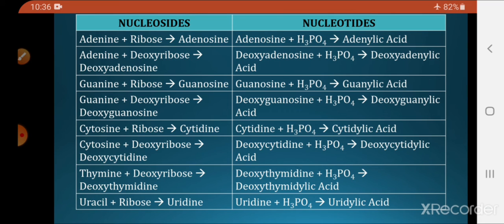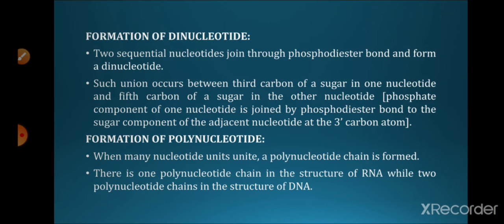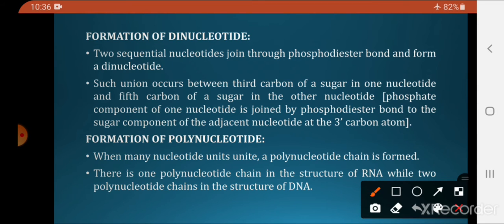Which binding forms which component, that is very important. To remember: when it is a nucleoside, at the end it will be -INE, and in nucleotides it will be the acid form. So that is important, students. Now we are talking about nucleic acids. Nucleic acids means polynucleotides. A polynucleotide means many nucleotides joined together. So far we have seen the linkage inside a nucleotide.